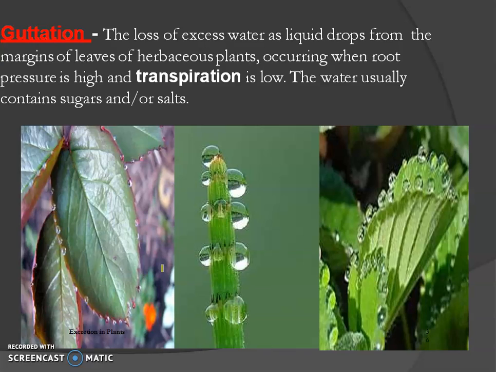Then guttation. Guttation is a loss of excess water as liquid drops from the margin of leaves of herbaceous plants, occurring when root pressure is high and transpiration is low. That means from the roots the water is being pulled up, but transpiration is low, so that pressure pushes the water out through the leaf margins. That is called guttation, and the water usually contains sugars and salts.